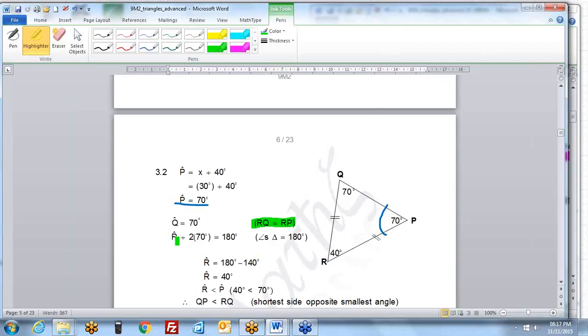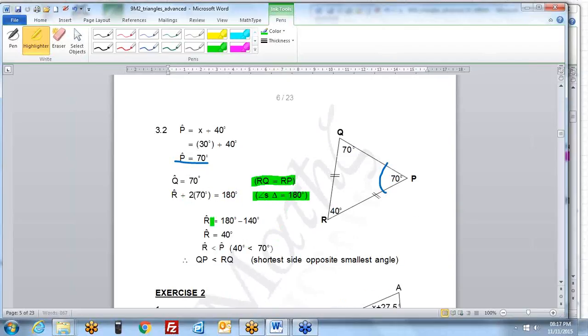Then you say angle R, because we don't know yet the size. Angle R plus 2 times the 70 degrees must add up to 180 degrees, because the angles of a triangle equal 180. Then you get angle R equals 180 minus the 140, so angle R equals 40 degrees.